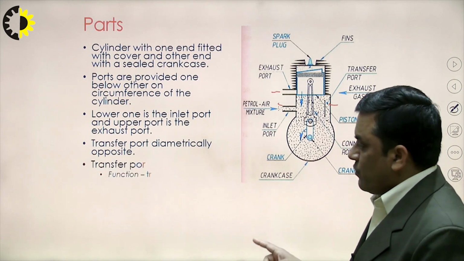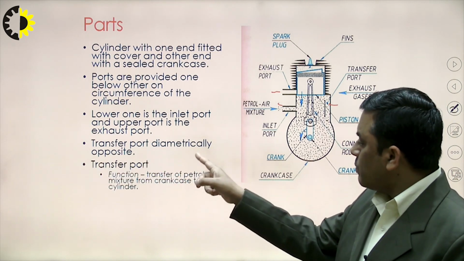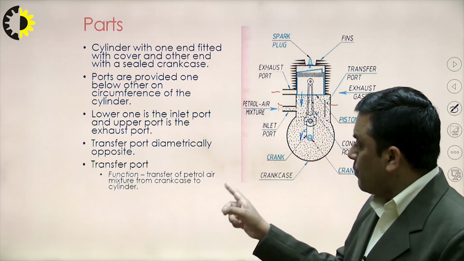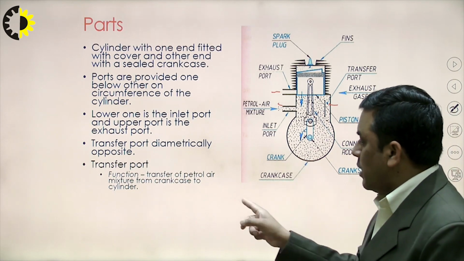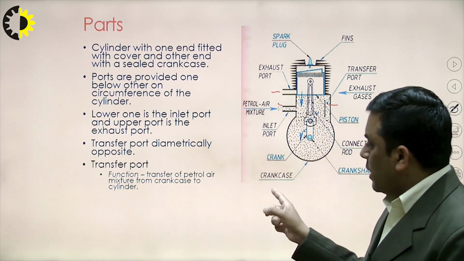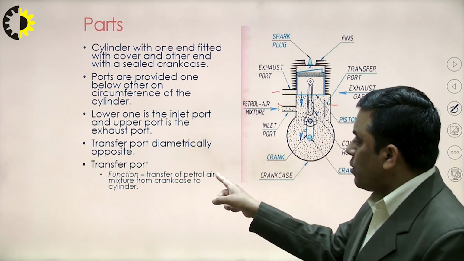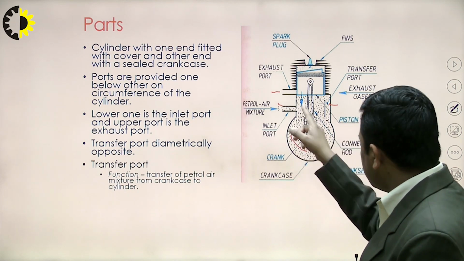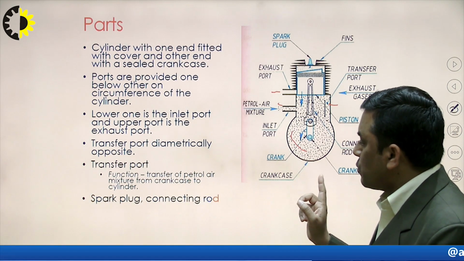What function does it perform? Obviously by the name it is clear, it transfers the mixture of air and petrol. Obviously the mixture of air and petrol will be there because it is a petrol engine. In the carburetor the mixing of air and fuel occurs. So the transfer port transfers the petrol-air mixture from the crankcase, so this is the crankcase, to the cylinder. This is the function of the transfer port.